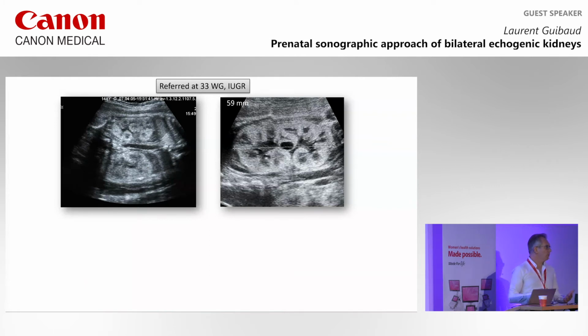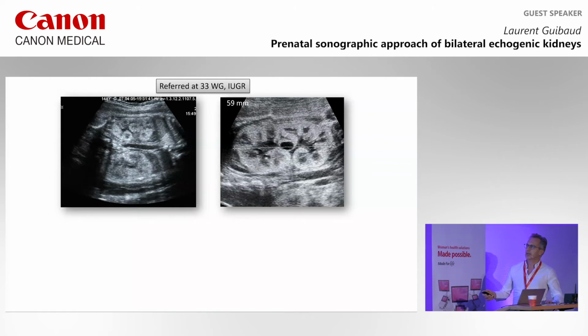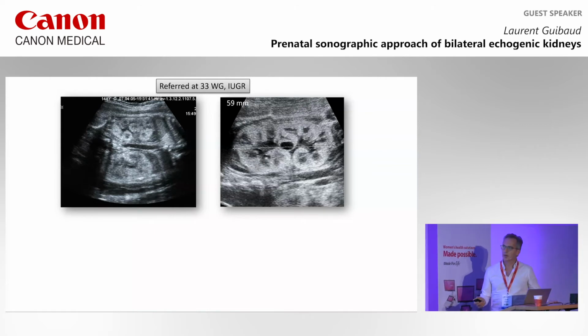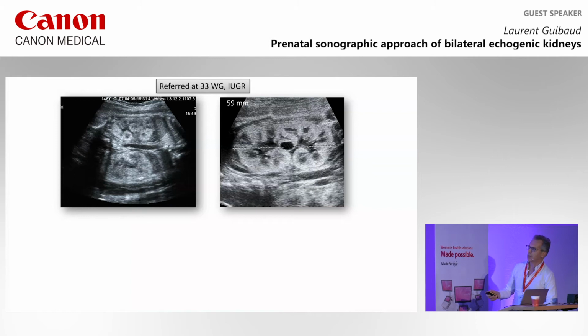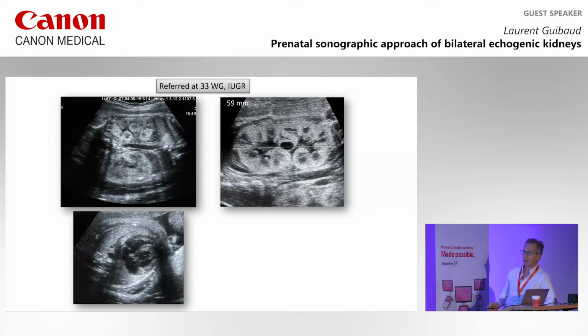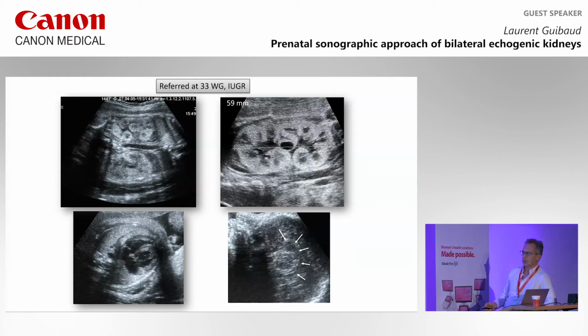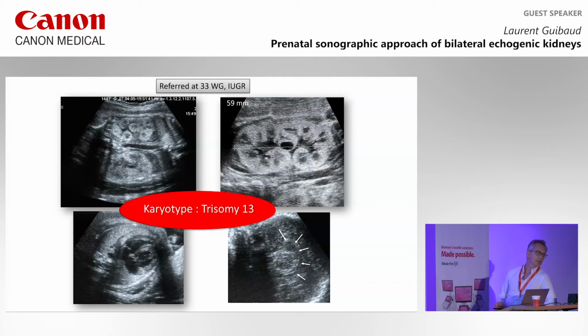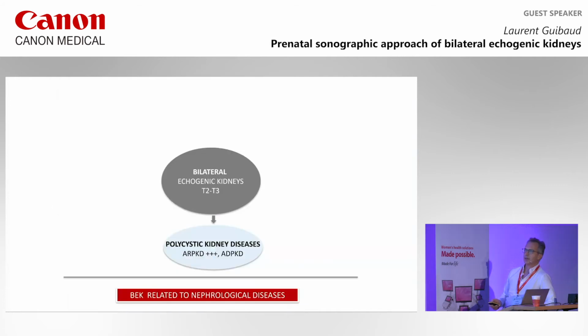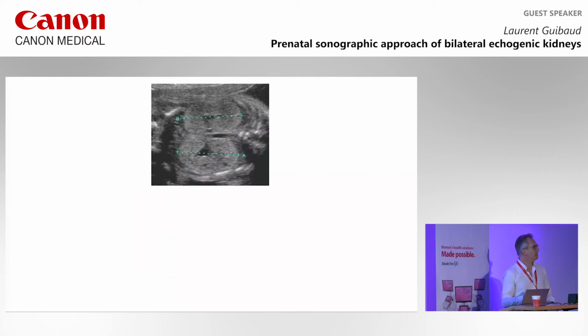Let's move to another pathology. Look at these kidneys. They are echogenic, more in the cortex. You see that there is a cyst here. But there is IUGR, there is a suspected cardiopathy, and the corpus callosum looks very, very thin. In that case, it was a trisomy 13. That means that in each case where you have echogenic kidneys, you should do a karyotype to rule out any trisomy or other karyotype anomalies.